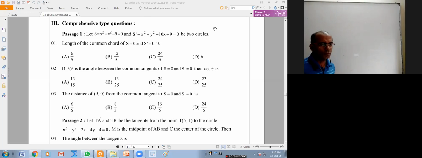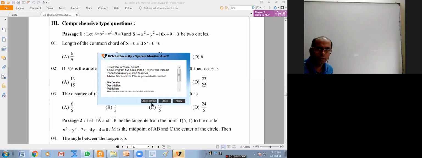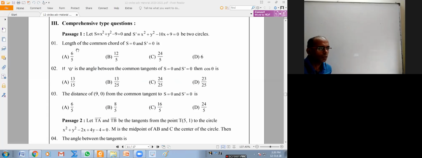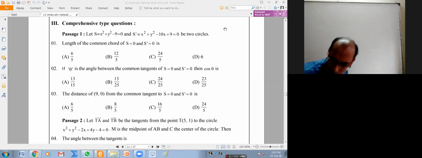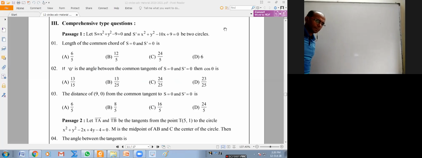Okay, so we discussed the more-than-one-answer questions, all the odd numbers. Even numbers you can try. Now let us discuss passages, the odd numbered passages. So passage 1.